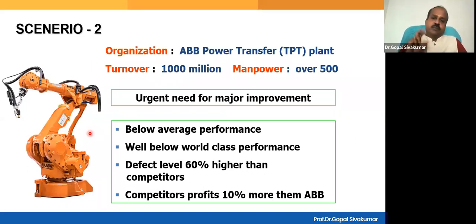Their reason is, they knew that their performance was below average. They understood that they were well below world-class performance. See, they are not settling with what they are currently doing. They are comparing their performance with respect to world-class performance, and they understood that they are well below. And moreover, their defect level is 60% higher than the competitor. Their rejections are not 60%, but it is 60% higher than the competitors.